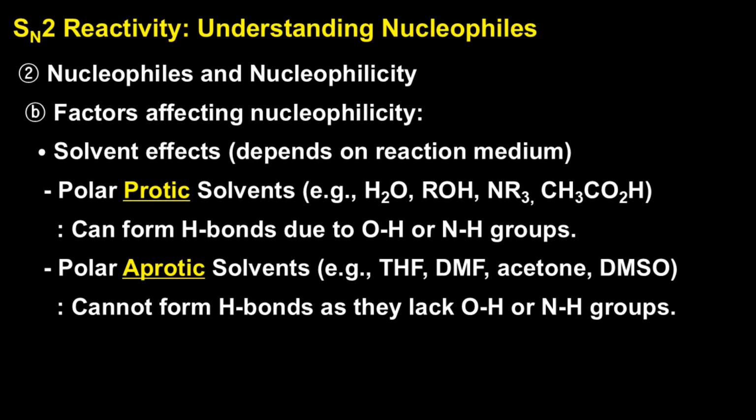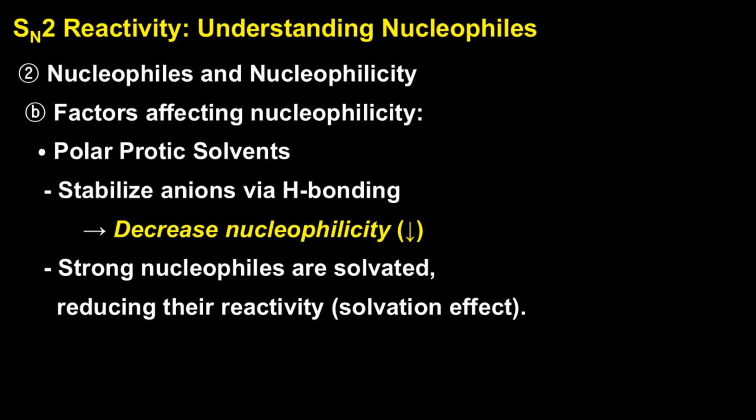Polar protic solvents, like water, alcohols, amines, and carboxylic acids, have OH or NH bonds. That means they can form hydrogen bonds. Polar aprotic solvents, like THF, DMF, acetone, and DMSO, don't have those bonds, so they can't form hydrogen bonds with nucleophiles. Got that? All right, now let's see how these two types affect reaction rate.